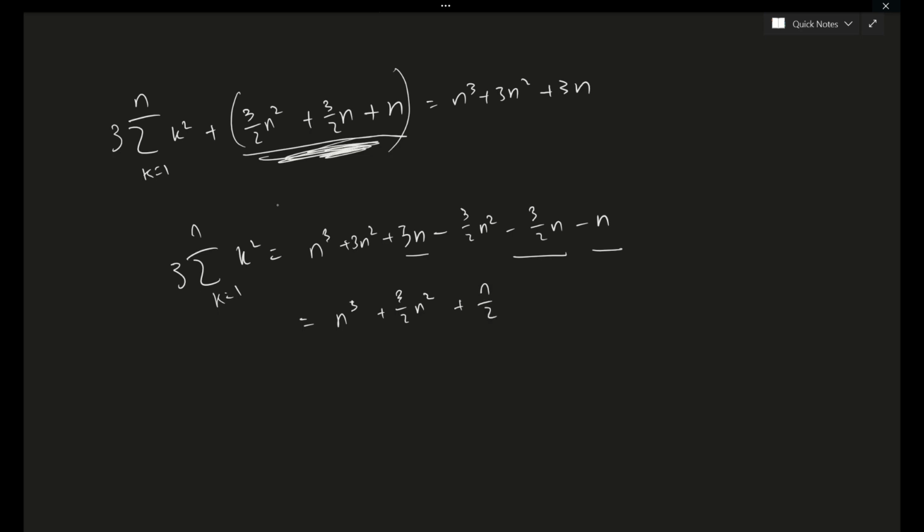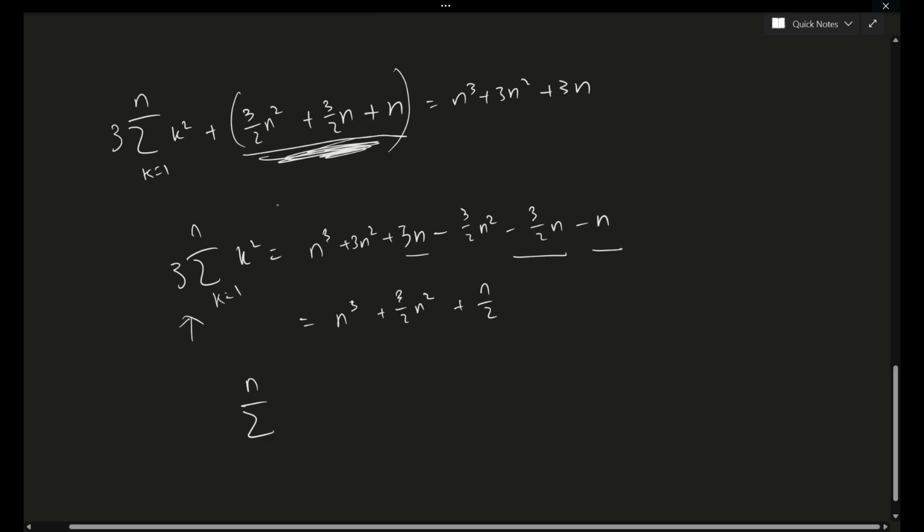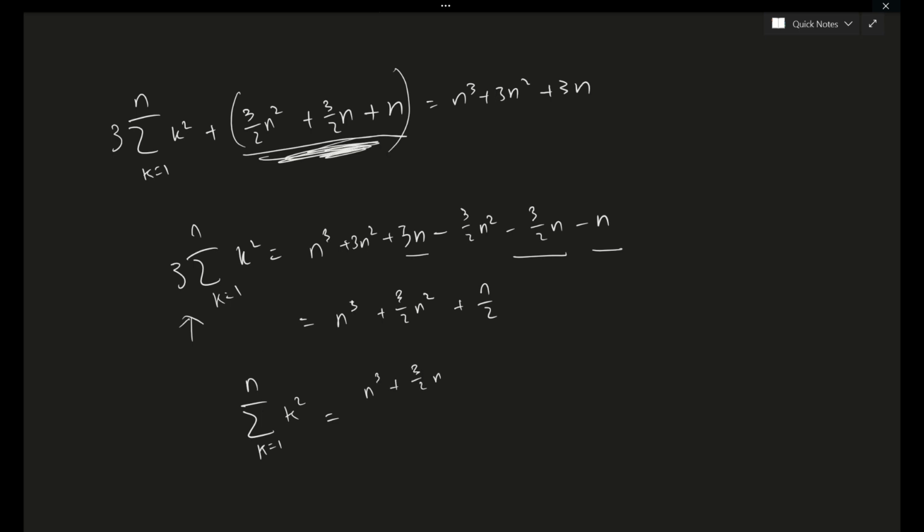Now we have this 3 over here. To get rid of the 3, we have to divide the left hand side and the right hand side of the equation by 3. For the left hand side we will get what we want, the summation of k squared, and the right hand side will be divided by 3. This gives us n cubed over 3 plus n squared over 2 plus n over 6, which is the answer, the formula for the summation of k squared.